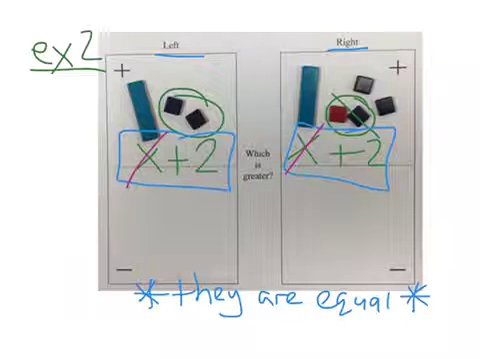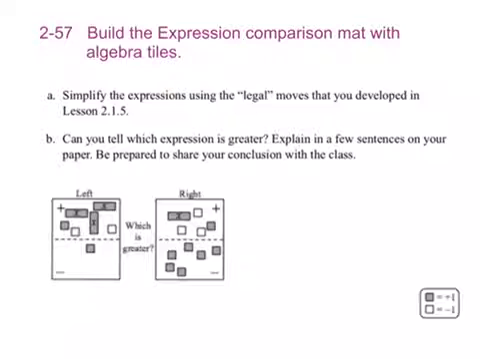So keeping this example in mind, I'm now going to challenge you to think outside the box a little bit. I'm going to show you the one from our book, and I want to see who can come up with the right answer. So this is 2-57. So in your notes, go ahead and title it correctly. Say 2-57. It's asking us to build the expression comparison mat with algebra tiles.